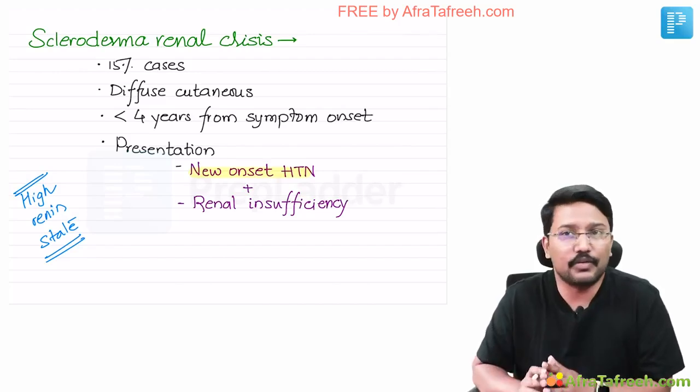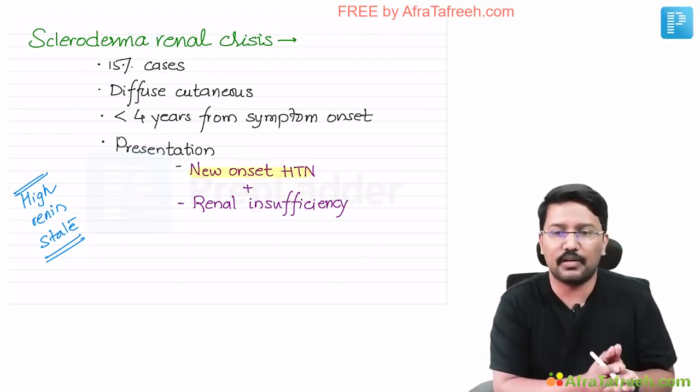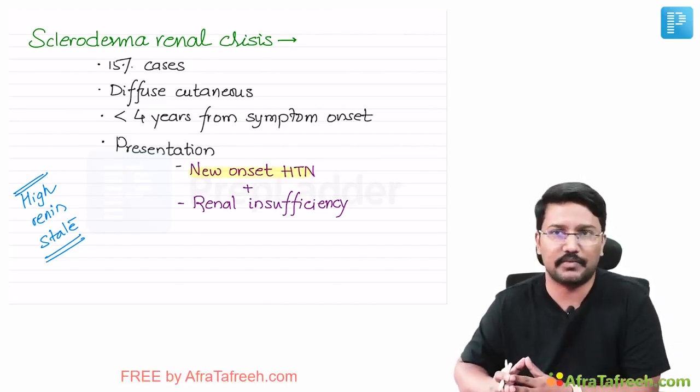And for the diagnosis, we need to prove that the patient has systemic sclerosis or scleroderma and has new onset hypertension and also has renal insufficiency.